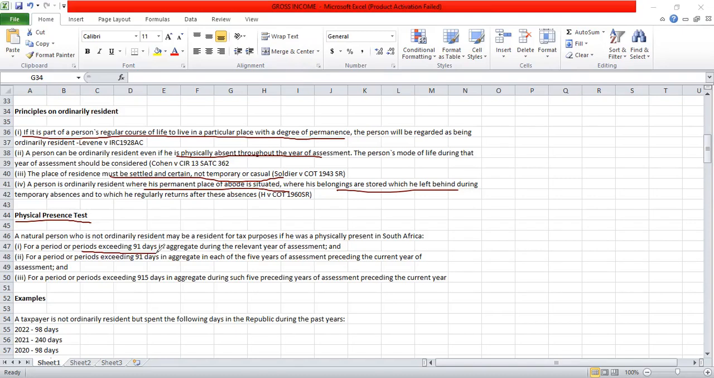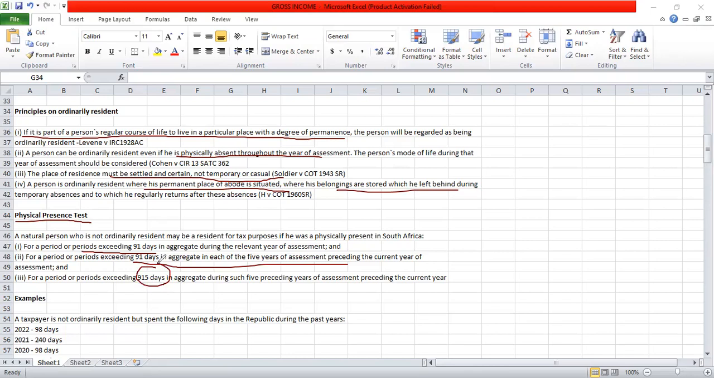And you were present in South Africa for more than 91 days in each of the 5 years of assessment preceding the current year. That means in the past years, that is in the year ended 22, 21, 20, 19, 18, you were in South Africa for more than 91 days in all those years. Then your days should be exceeding 915 days for the previous 5 years.